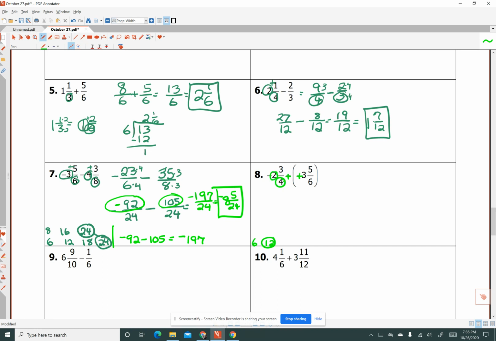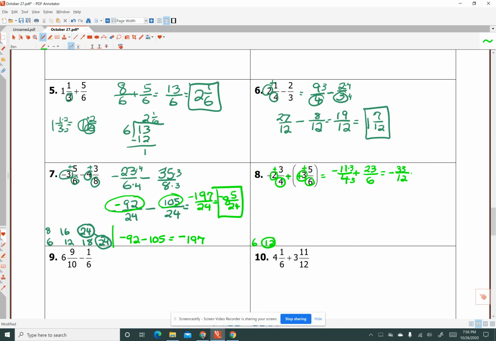4 times 2 is 8, plus 3 is 11. So it's going to be -11/4 plus 6 times 3 is 18, plus 5 is 23 over 6. Now we need that common denominator of 12. So negative, it's going to be 12ths. 4 times 3 is 12. 11 times 3 is 33.